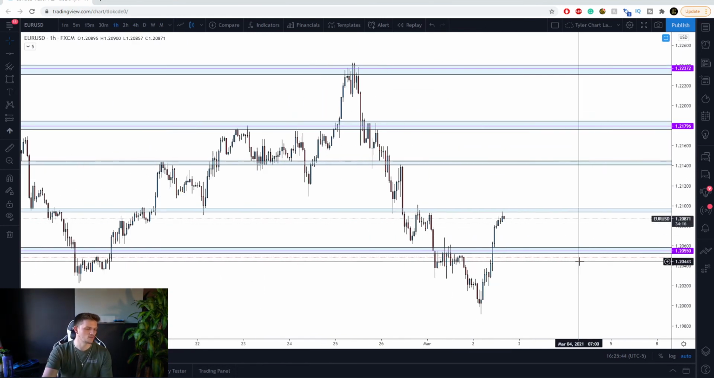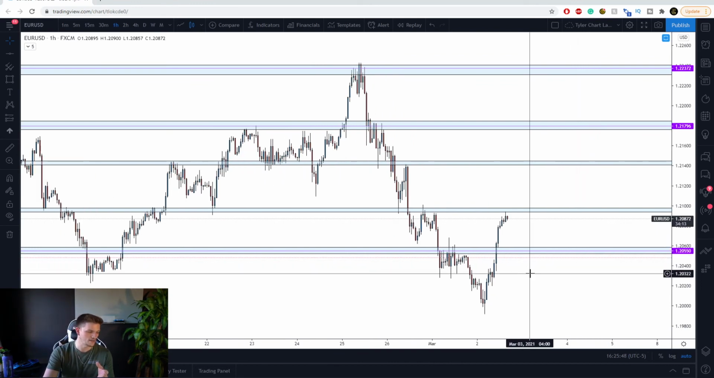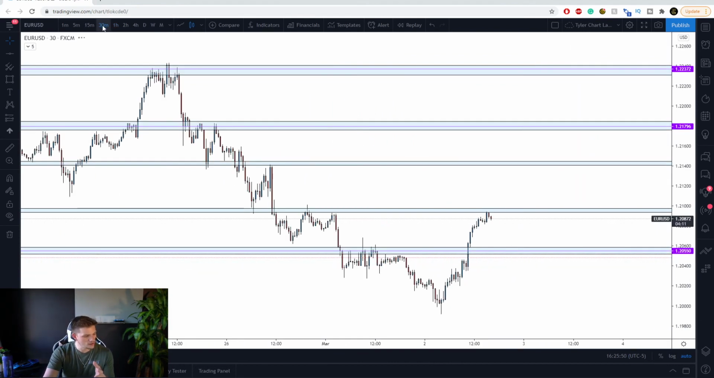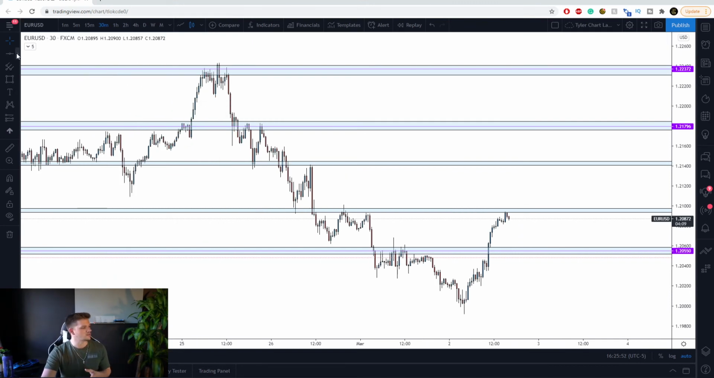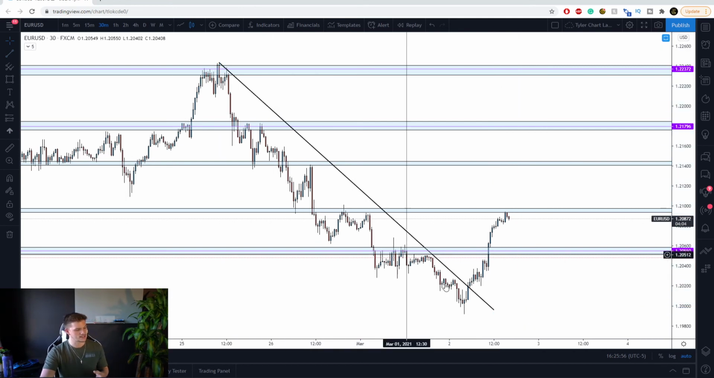And now what you want to do in the 4 hour and the 1 hour is find your market structure and what your bias is, where you think the market's going to head, right? And then on the 1 hour, the 30-minute, you can draw any levels, any trend lines you see that you want to put on the chart. You know, I noticed this downtrend.